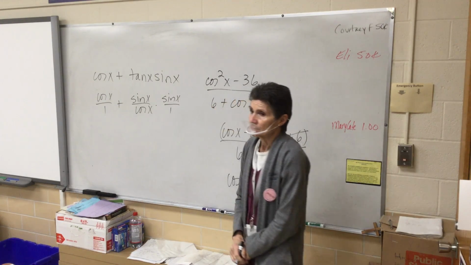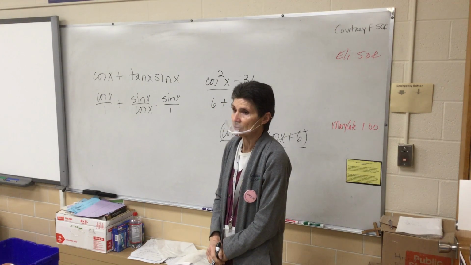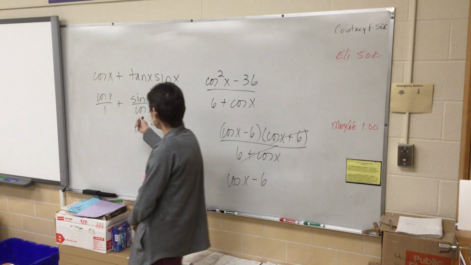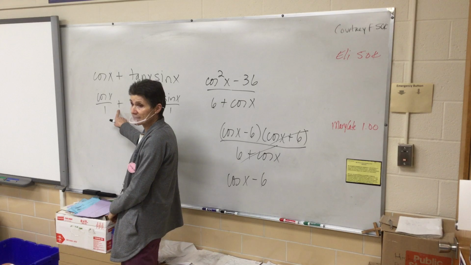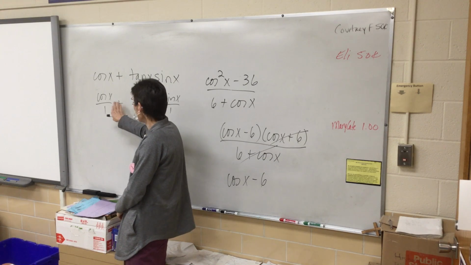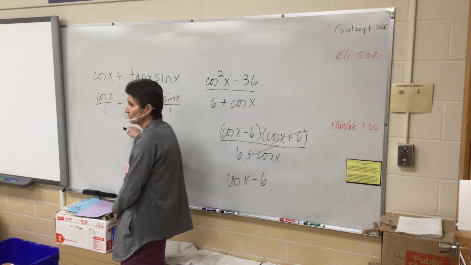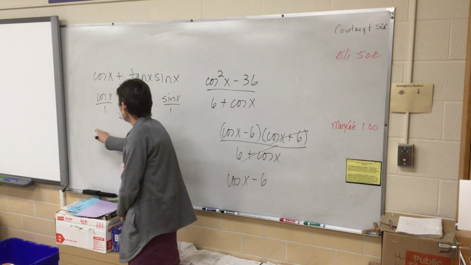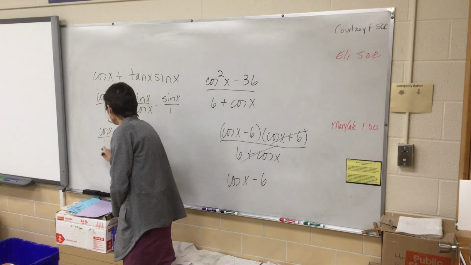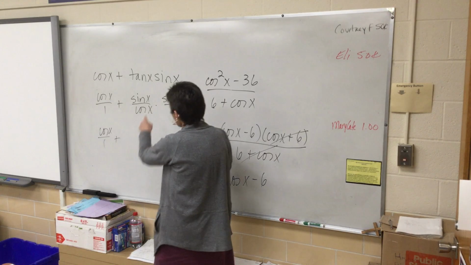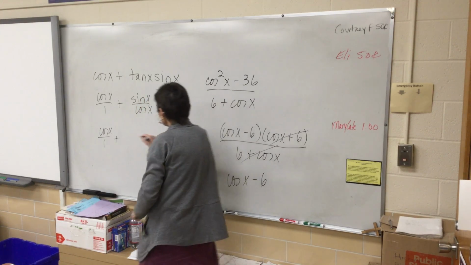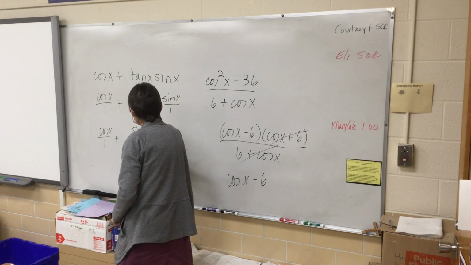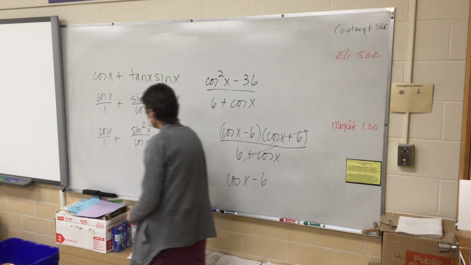Darn it. Nothing cancels. Now, some of you will try to cancel here, but we can't because that's a plus. If that were a multiply, absolutely. But it's not. So I've got cosine over 1 plus, and these don't cancel because they're both on top. So that's going to be sine squared over cosine.